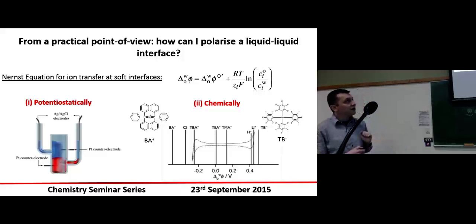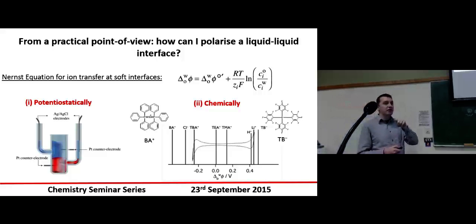So these are your normal constants, your gas constant, temperature. This is the charge on the ion you're looking at. That's Faraday's constant. And here, you don't have the ratio of the oxidized and reduced species. You have the ratio of the concentration of the ions in the water and the oil phase.